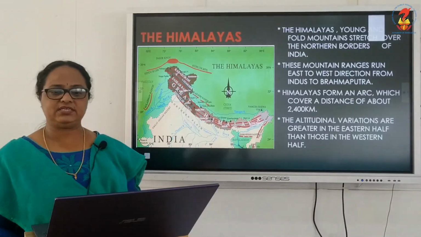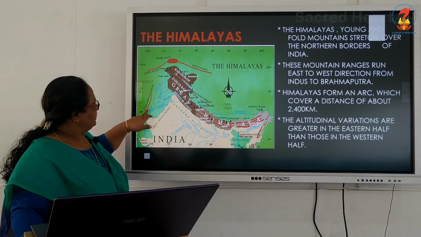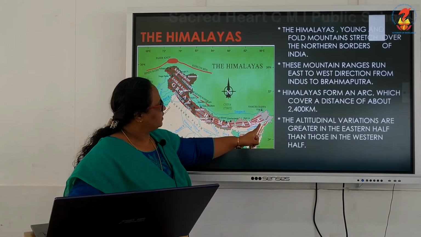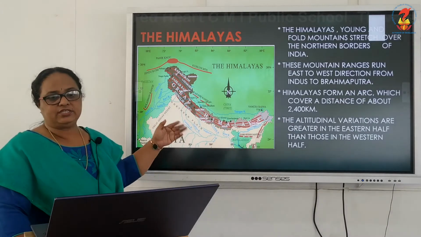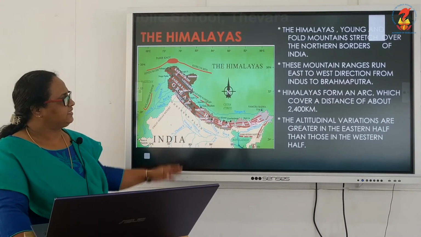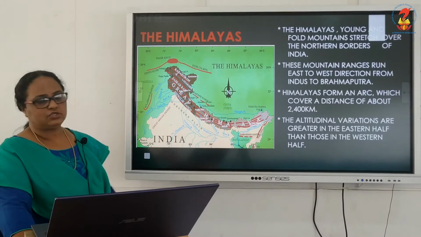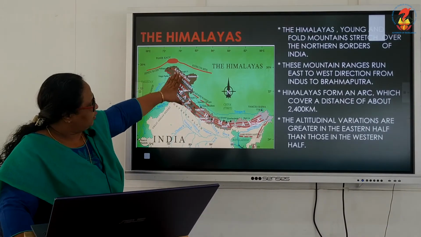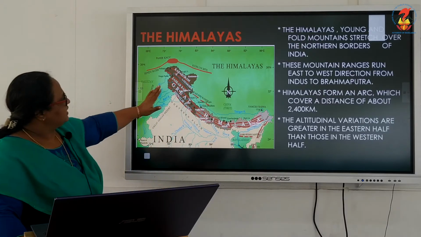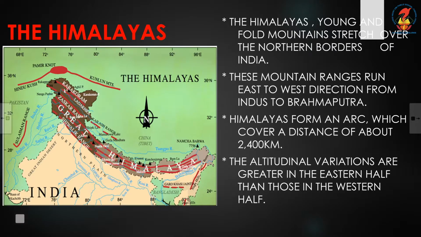These mountain ranges run in an east to west direction from the river Indus to Brahmaputra. And there are altitudinal variations, which are greater in the eastern half than those in the western half. So this is the northern part of India, the Himalayas, running from the river Indus to Brahmaputra.